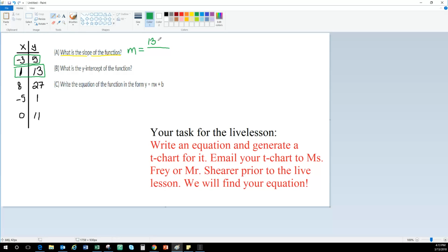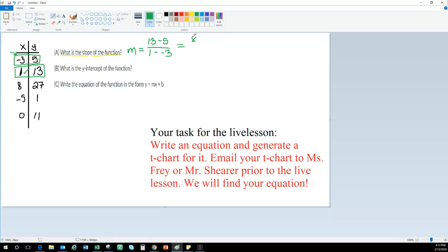And across the top of the fraction, I subtract the y values. On the bottom, I do the same thing, and I got to make sure I keep them in order. I put the 13 first, so that means I got to put the 1 first here. So this would be 1 minus, and then I have negative 3 as my x-coordinate. So I need to subtract negative 3. And then I simplify this down.